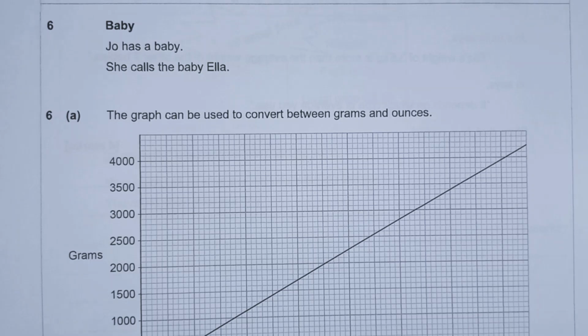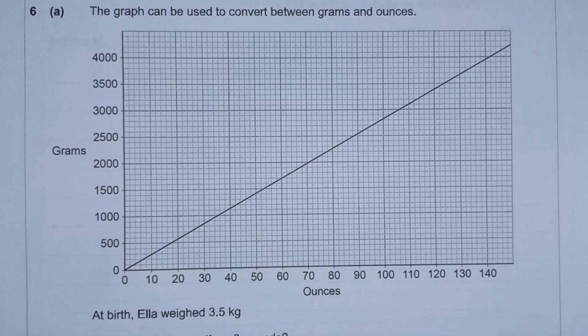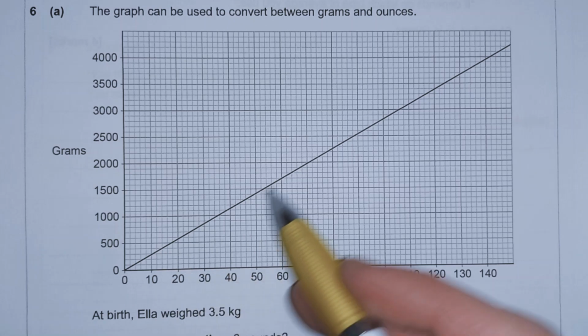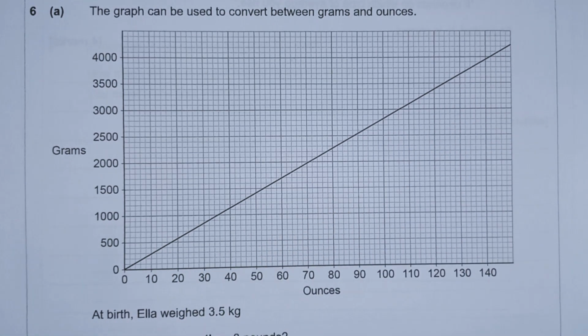Question 6. Joe has a baby. She calls the baby Ella. 6a. The graph can be used to convert between grams and ounces. Okay, so we've got this graph here. We've got grams up here, ounces along here, and this line is used to help us convert from one measurement to the other.